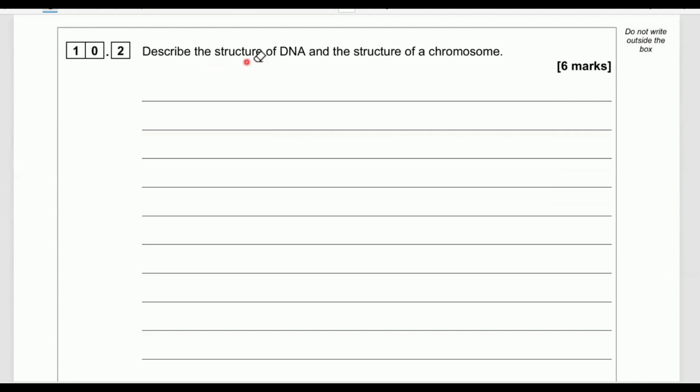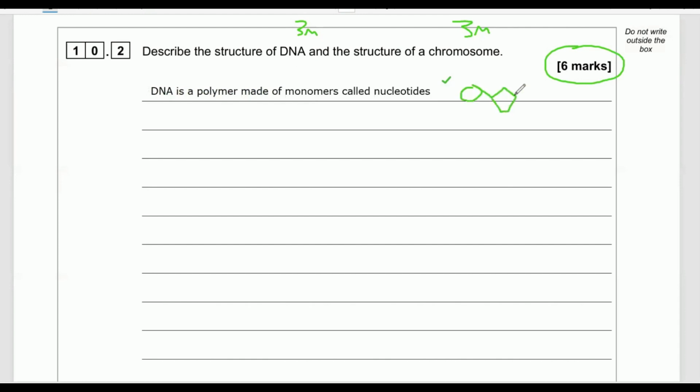Okay, 10.2: describe the structure of DNA and the structure of a chromosome. So you would think at first you're going to get 3 marks for DNA and 3 marks for chromosome, but it's not weighted in that way. That's how you might assume, and you might actually only get 4 out of 6 here, and you couldn't be blamed for trying to do it like that. But there is more to talk about for DNA than chromosomes, so hopefully you'll have waffled on more about DNA.